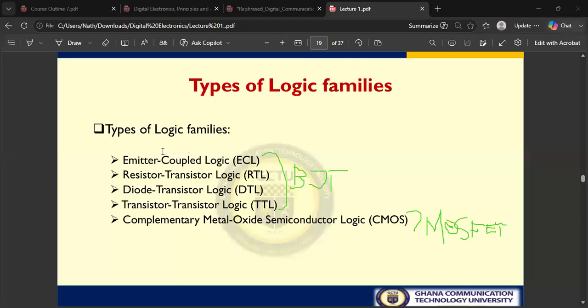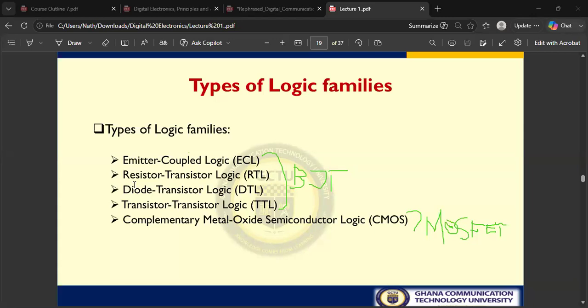Then we have the resistor transistor logic. The resistor transistor logic and the diode transistor logic are obsolete. They are older, and they are not in use again.